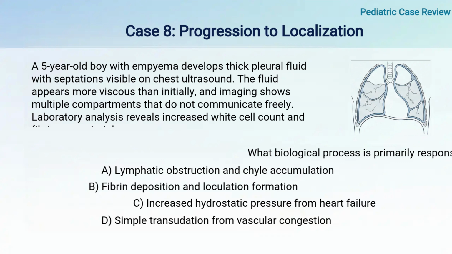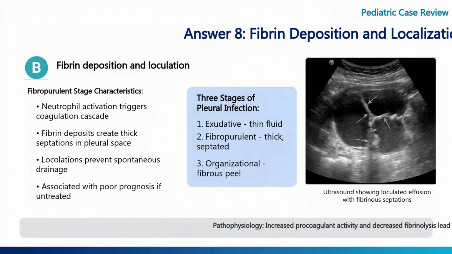Option A, lymphatic obstruction and chyle accumulation. Option B, fibrin deposition and loculation formation. Option C, increased hydrostatic pressure from heart failure. Option D, simple transudation from vascular congestion. The correct answer is option B, fibrin deposition and loculation formation.